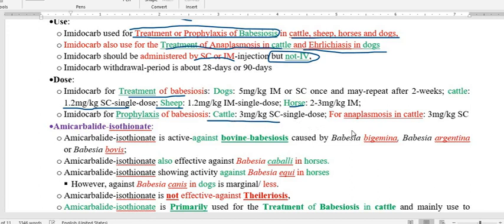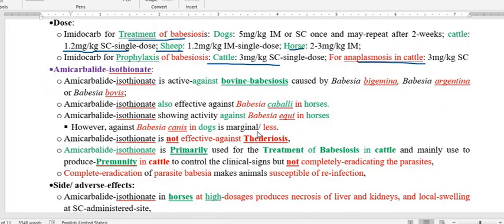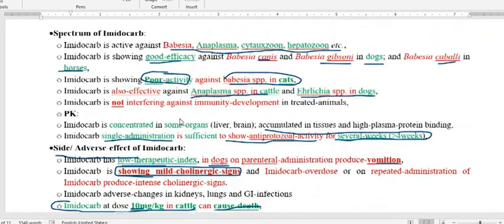As a prophylaxis use of imidocarb, we have to administer it for babesiosis in cattle. The dose is 3 mg per kg subcut as a single dose. For anaplasmosis in cattle, 3 mg per kg subcut. So this is about the imidocarb.